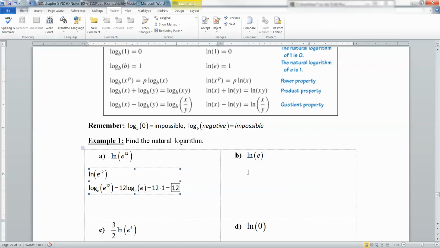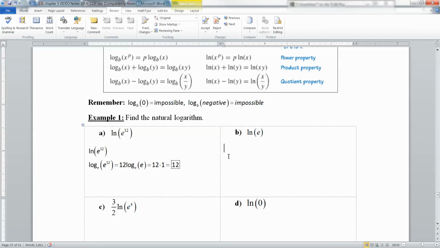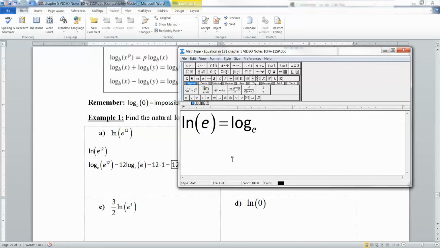All right, the ln of e. Well, right up here, the natural logarithm of e is 1. So ln of e is equal to the log base e of e. Now think about it. e, which is your base, to what power would get you e? 1, right? So there's your answer, 1.